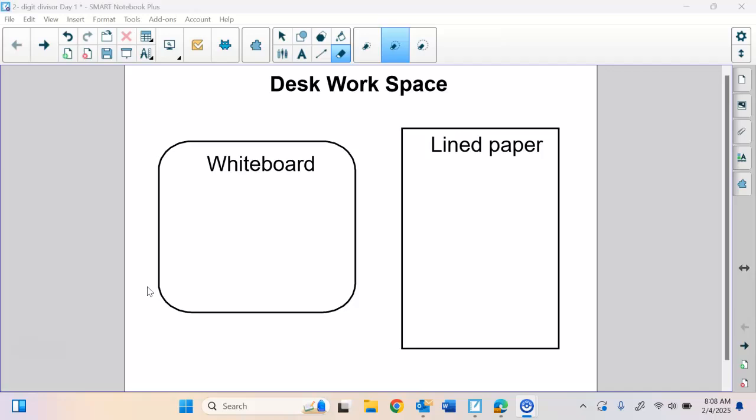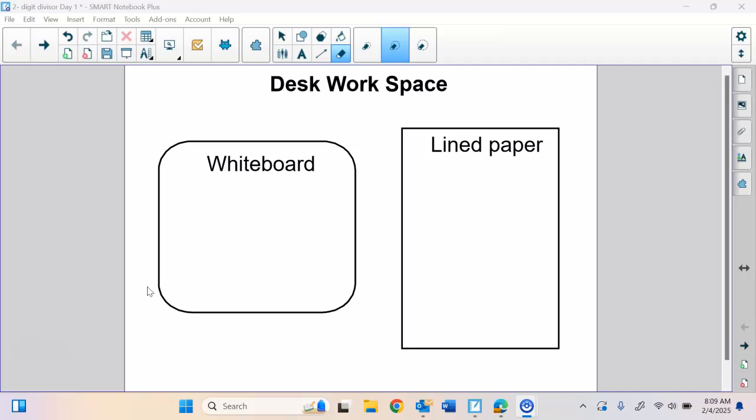So today we are going to fully move into taking a dividend and dividing it by a two-digit divisor. With that comes a little bit more think box, a little bit more space needed in order to get the problem thought out. So on your desk workspace, you're going to need a little bit more. I just have a little picture here. You're going to need your whiteboard and you're going to need some lined paper.